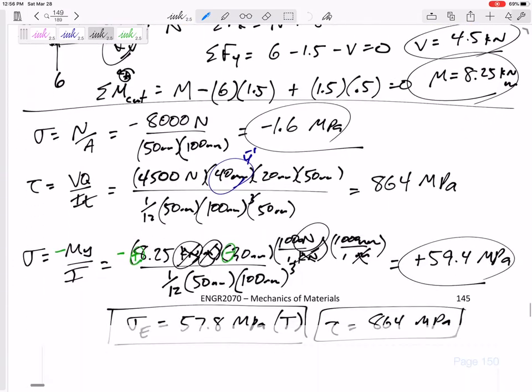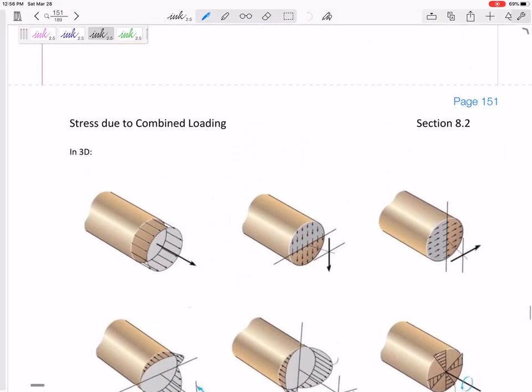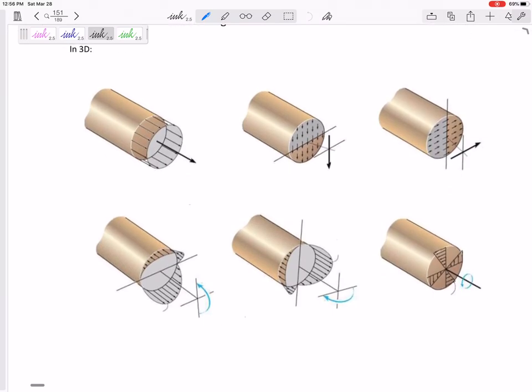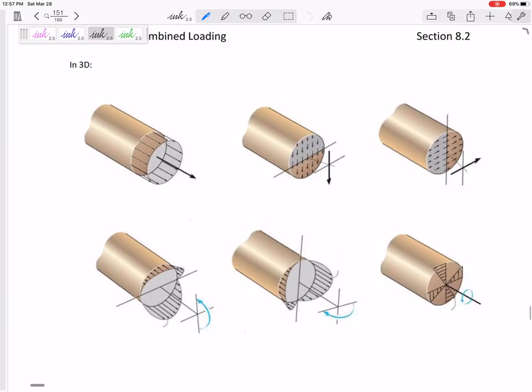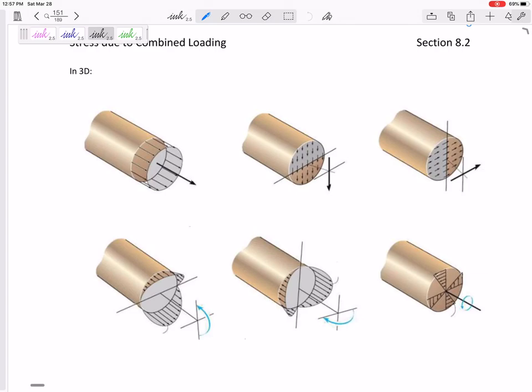Okay. But what about in 3D? Let's think about this in 3D because it gets a lot more complicated. But it's really interesting, fascinating. I don't know if you will agree. But in 3D, instead of just N, V, and M, we have three forces and three moments. All right, we have three internal forces and three internal moments. We did this second week of class. We cut it in 3D. We can solve for the three forces and the three moments.